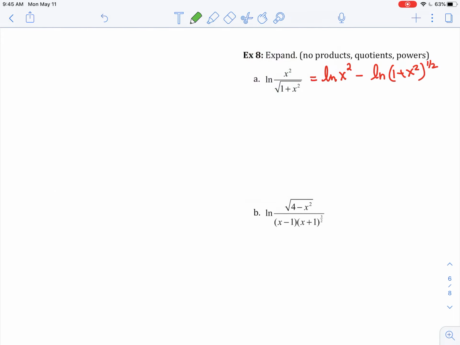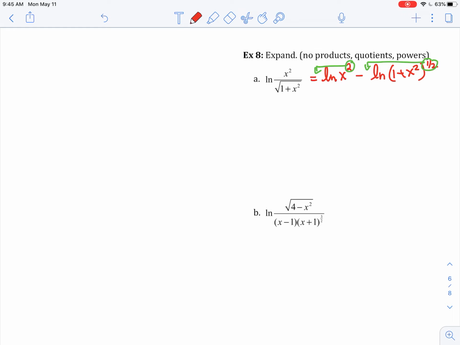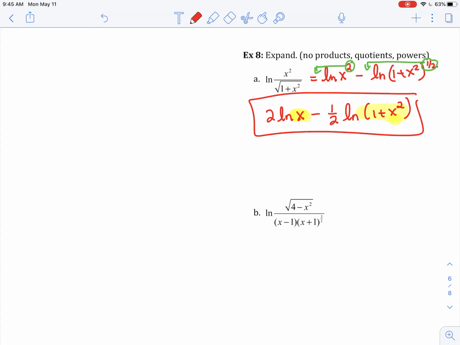And recall, anytime you have the log of a quantity to that power, you can bring those powers down as coefficients of those logs, because that means power to power, we should be multiplying those quantities. So we can then expand that down to 2 times the natural log of x minus 1/2 the natural log of 1 plus x squared. And now there are no logs of any products, quotients, or powers involved. We only have the log of a single term here and the log of a sum here. So we would be done, and this would be our final answer.